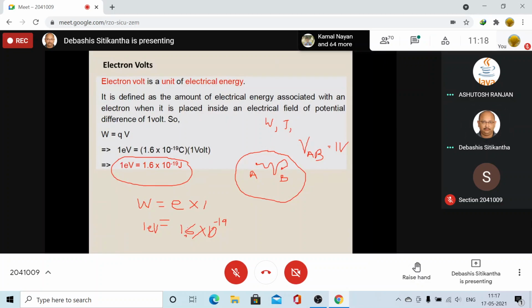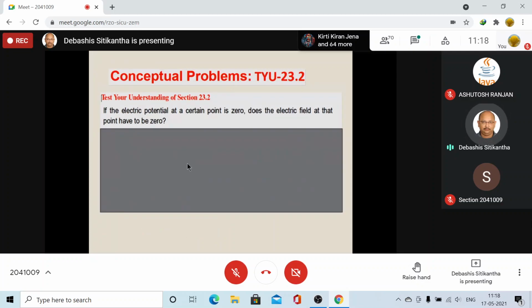Yes. Okay, fine. So we have come to the end of this chapter. Now let us test our understanding by solving some conceptual problems. One such problem is in your book, 23.2. If the electric potential at a certain point is 0, does that mean the electric field at that point is also 0? Can anybody answer this question?